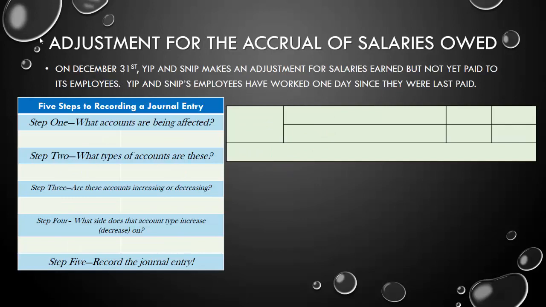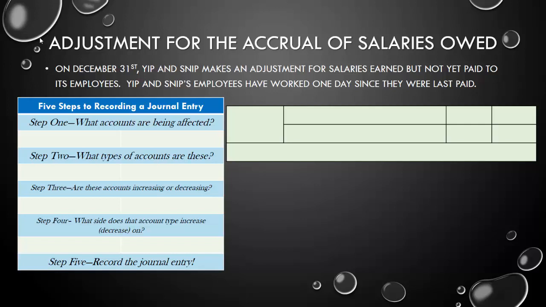If, however, at the end of the period you have days within that period where your employees worked and actually earned those salaries, but they won't be paid for them until the following period, you need to make an adjustment. So on December 31st, Yip and Snip makes an adjustment for salaries earned but not yet paid to its employees. They have worked one day during December, which they won't be paid for until January.